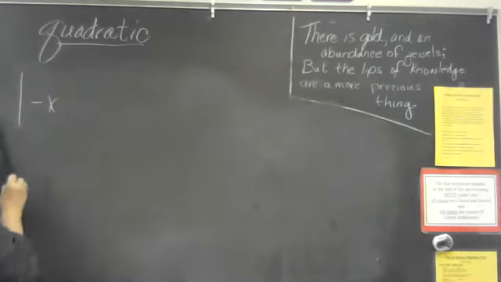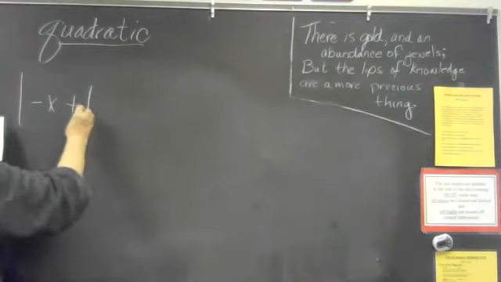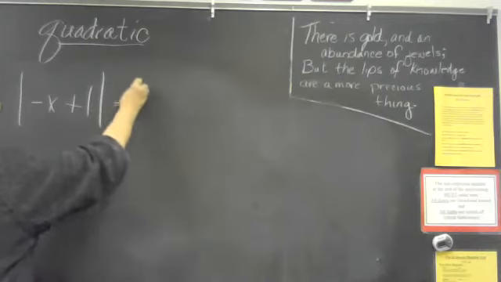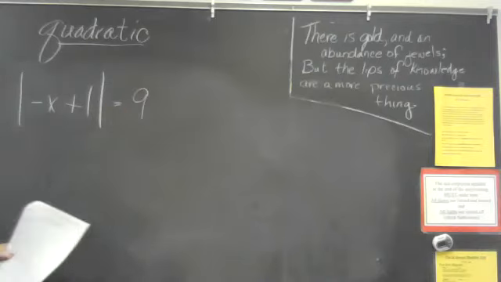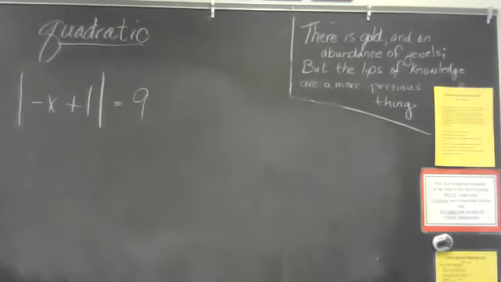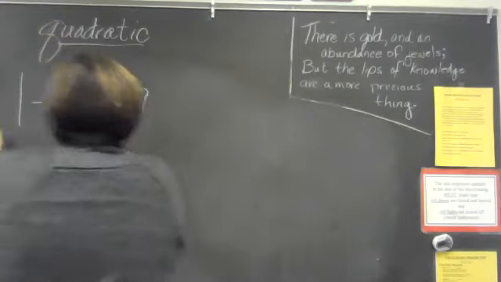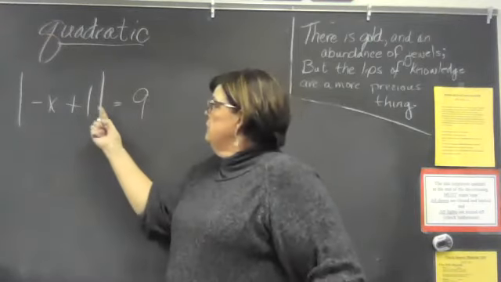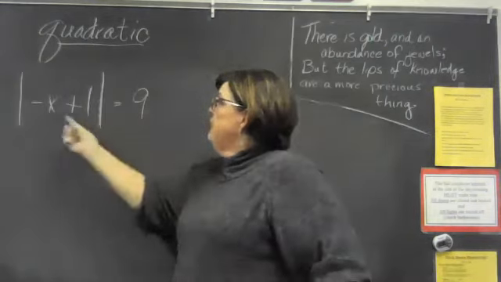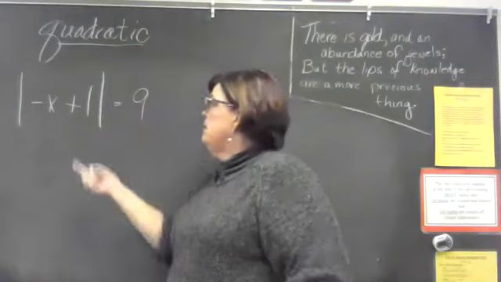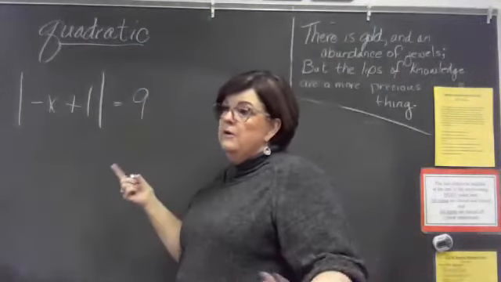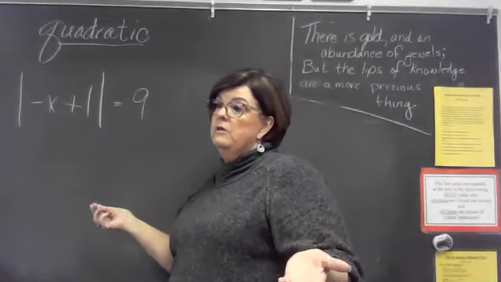The absolute value of -x plus 1 equals 9. Okay, we look at it real quick, do a quick observation, and we see that the absolute value is all by itself. We're not going to have to get rid of any extra stuff, so we're okay with that. If the absolute value is by itself, it can't be equal to a negative. We don't have a negative, so this is okay too. So I can work this problem.